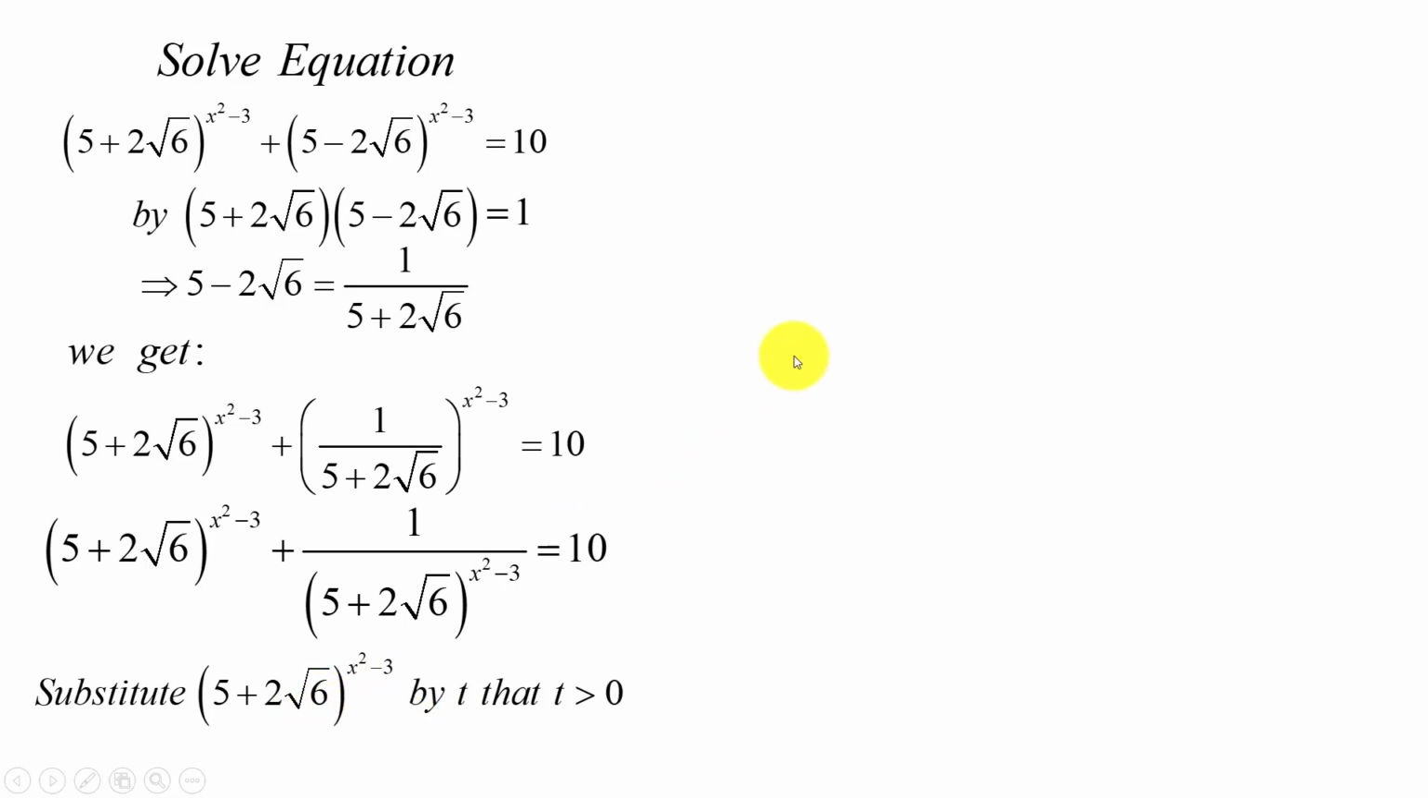Okay, now we get t plus 1 over t is equal to 10. Now I multiply both sides of this equation by t. So I get t squared plus 1, simplified, and 10 multiplied by t gives 10t. Then I change 10t from the right-hand side to the left-hand side. So I get t squared minus 10t plus 1 equals 0.